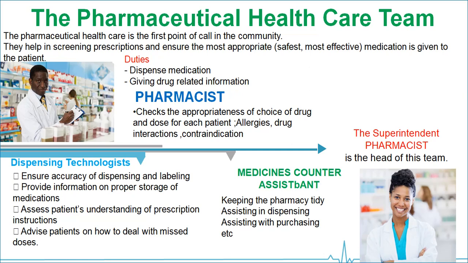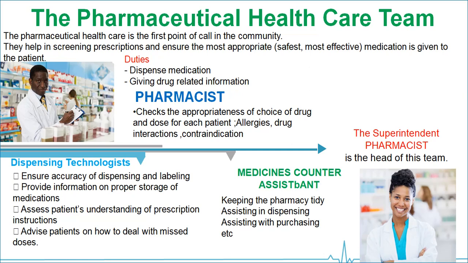Normally, we say that they are the first point of call in the community, but they are the last point of call when the patient comes from the hospital. Assuming there's a mistake or a problem with a prescription that has been prescribed by a qualified prescriber, the community pharmacy too is able to see it and ask the patient to go back again for the right thing to be done. The main duties of the pharmaceutical healthcare team are dispensing of medication and giving drug-related information.